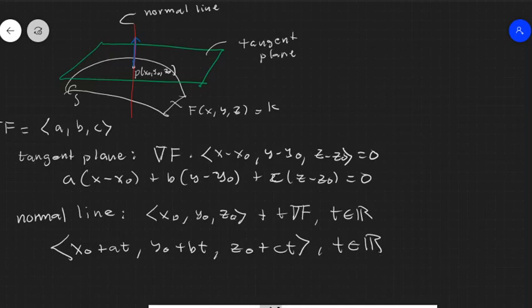Okay, so again, the equation of the tangent plane has this formula. It's just grad f dotted with (x - x0, y - y0, z - z0). And the normal line has this vector representation: the vector (x0, y0, z0) plus t times the gradient of f.